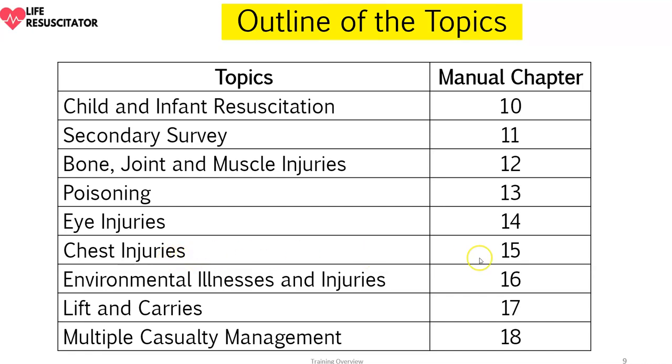Chest injuries in chapter 15. Some emergencies are environmental related. Some illnesses and injuries can come from the environment, and so we're going to talk about this: hypothermia, frostbite, heat cramp, heat exhaustion, heat stroke, and chapter 16 will be where you get that.